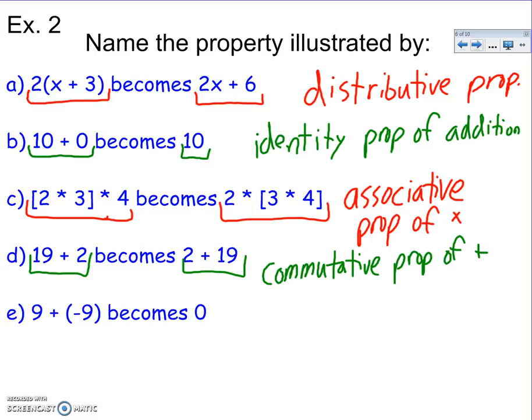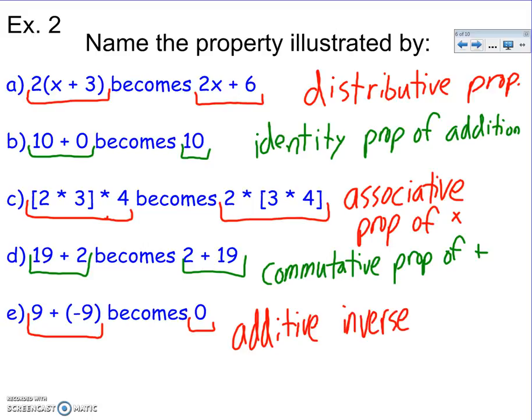The last one, 9 plus negative 9 becomes 0. This, you'll see on the next slide as well, is undoing stuff, getting to 0. That's called the additive inverse. Inverse property.